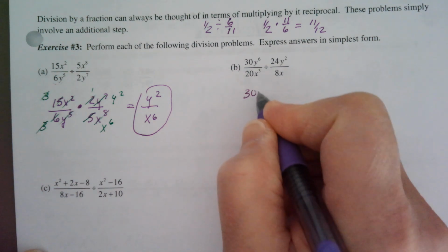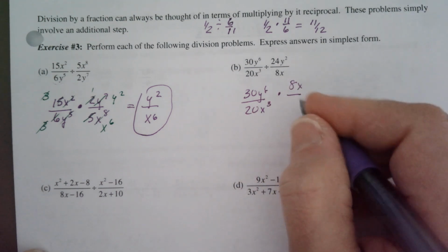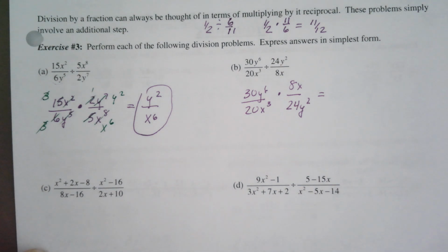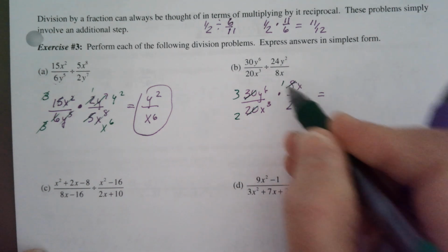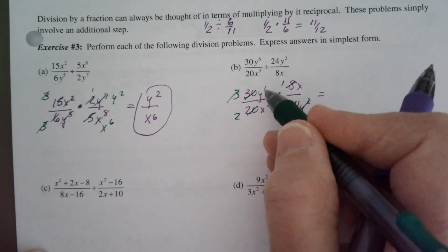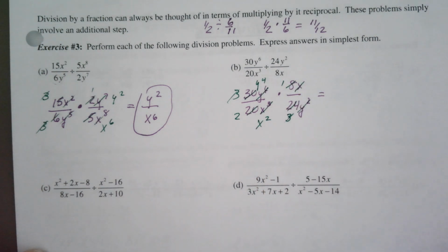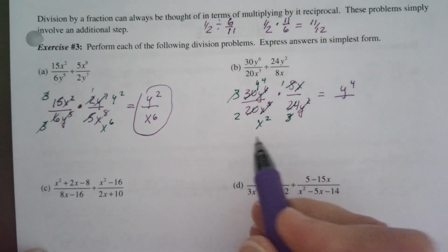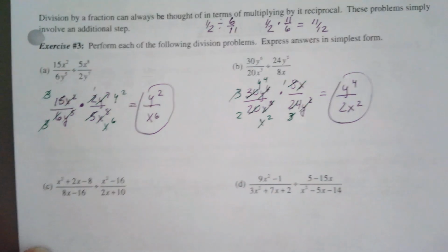B, we have division, which we are going to change to multiplication, and write the reciprocal of the second fraction. The 30 and 20 each dividing by 10, and then the 8 and 24 each dividing by 8, and then those 3's divide right out. Y to the 2nd, y to the 6th, y to the 4th in the numerator, the x, x to the 3rd, x to the 2nd in the denominator. Numerator looks like we have a y to the 4th. Denominator, 2x squared. I think it's actually easy.